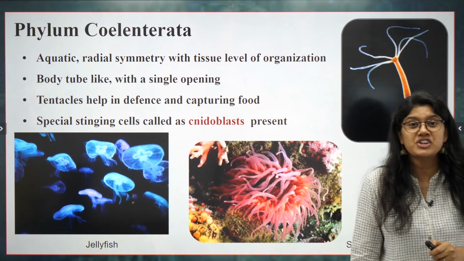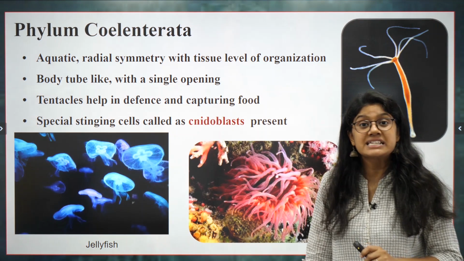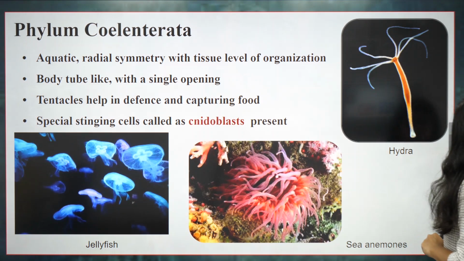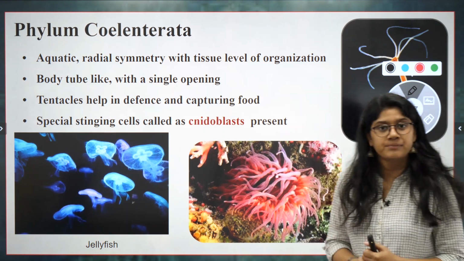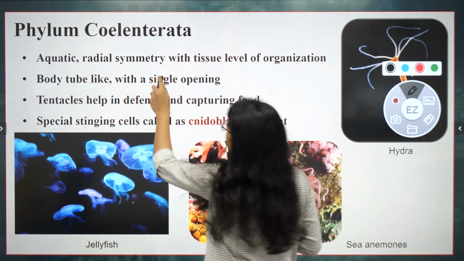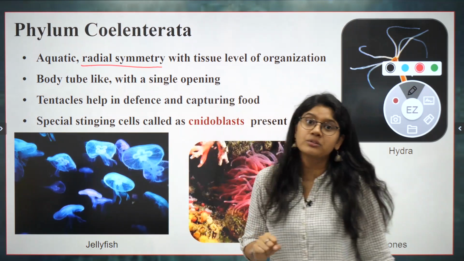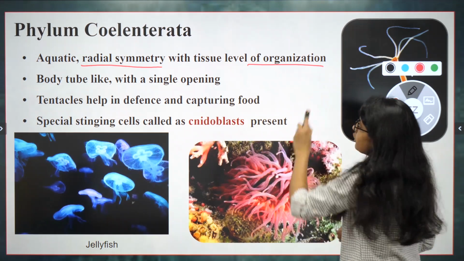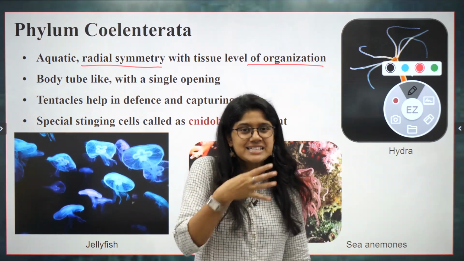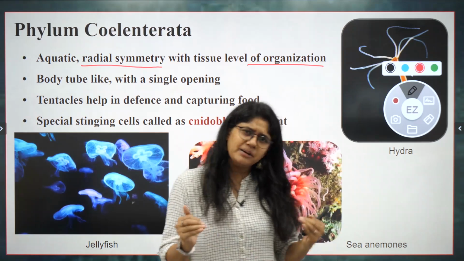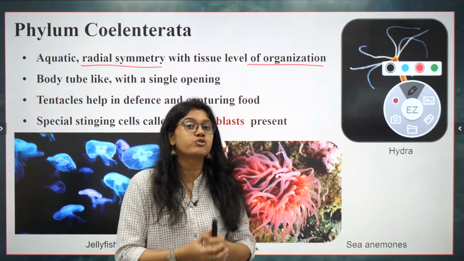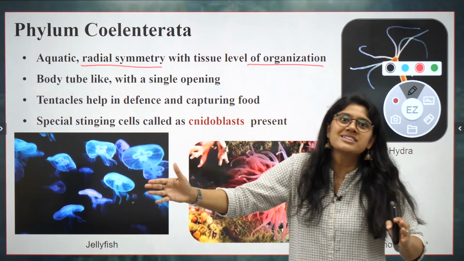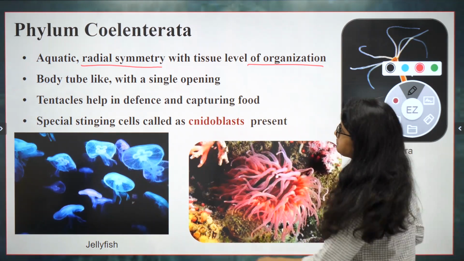Next is the phylum of the jellyfish, which is the phylum Coelenterata. Now what is the Coelenterata? They of course are marine animals. Their body has radial symmetry. They don't have bilateral symmetry, they have radial symmetry. Tissue level of organization: the cells come together to form tissues. Now tissues are there, but organs are not present over here.